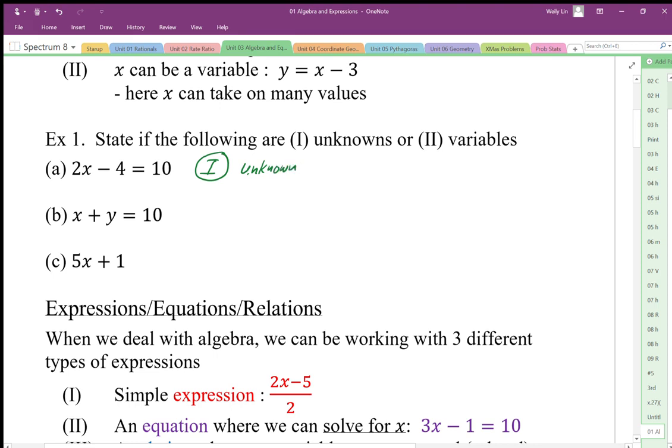So for B, x plus y equals 10. Can x take on many different values? Can x take on the value of 1? Can it take on the value of 2, 3, 4, etc.? And the answer to that is yes, it can. It can take on different values, so it is a variable. Okay, so it is a variable value.